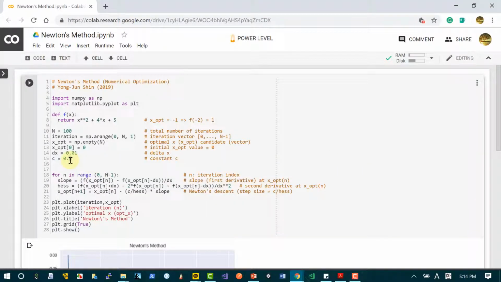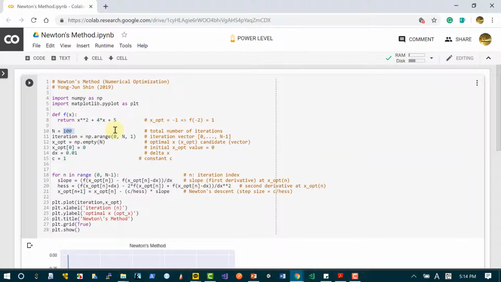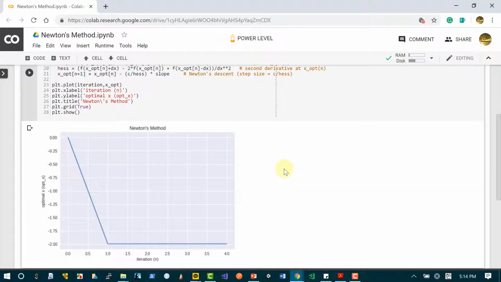Change this c value to 1. So we are increasing our step size, and let's run the code. Okay, maybe we want to decrease the number of iterations. Let's make it say 5, run again. And interestingly, we reach negative 2 in the first iteration. So here it is 1.0. We have 0.5 here and 1.0 here.